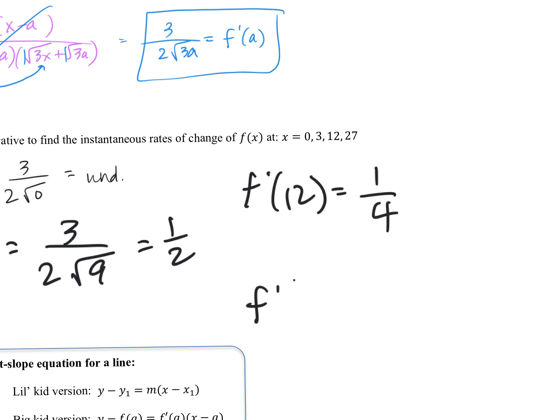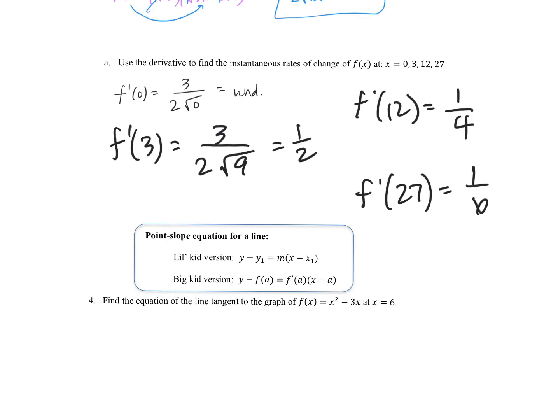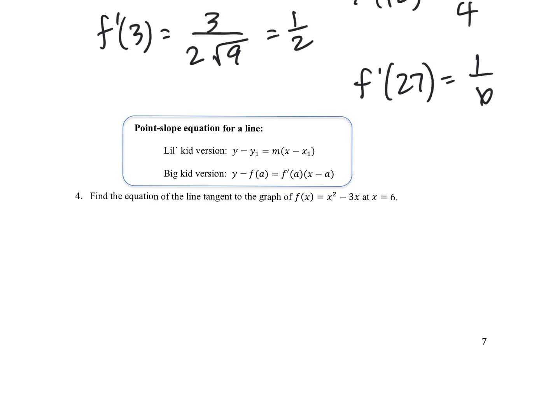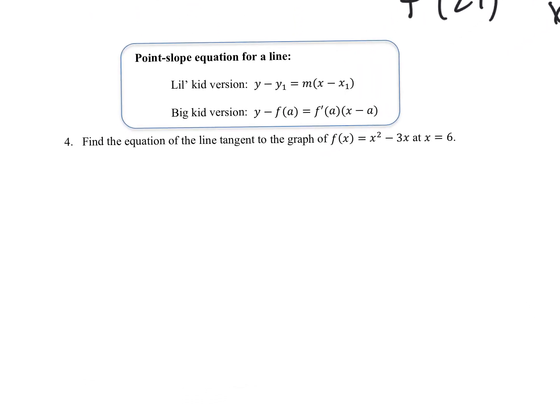And my last one, f prime of 27. I'm plugging in a 27 here. 27 times 3, 81, square root of 81. 9 times 2, 18, 3/18, 1/6. My slope just kept getting smaller. That's a lot. But this is kind of cool that this allows us to find the slope, the rate of change at one point in time and not using multiple. We're almost there, people. We're getting there. You're killing it. This has been a lot.